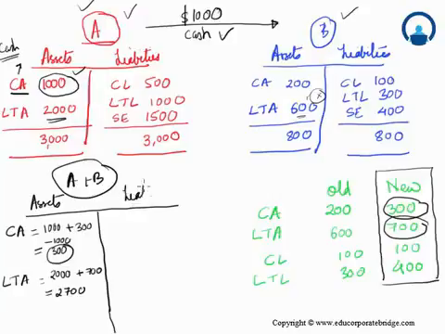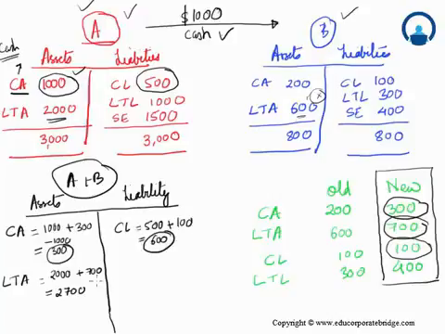Let's try and complete the liability side. On the liability side, we have current liability as 500 and the updated value is 100 itself. So current liability comes out to be 500 plus 100. This is 600. Now let's look at the long-term liabilities. Long-term liabilities is 1,000 here and 400 here. So this is 1,000 plus 400.